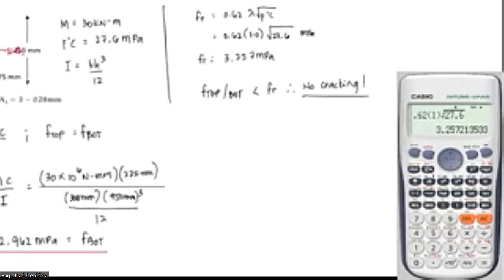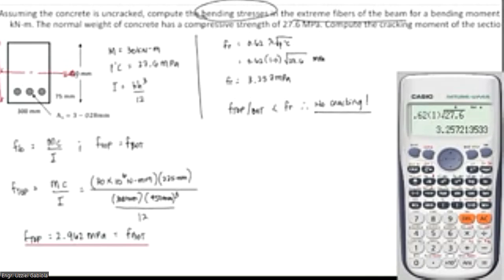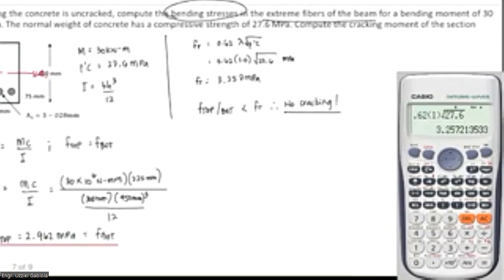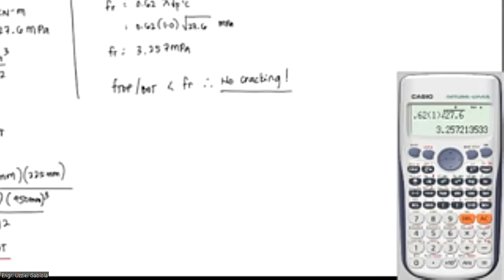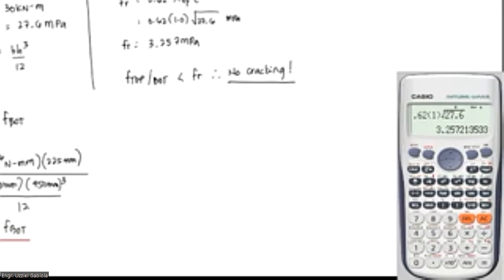Next, after verifying that our concrete is indeed uncracked, we are asked to compute the cracking moment of the section. Since we already have the value of FR, or the modulus of rupture, let's just plug into the formula. We have Mcr equals FR times I over Y bottom, or Y at the tension side. Okay, and we have 3.257 megapascal, that is Newton per mm squared, an equivalent unit.